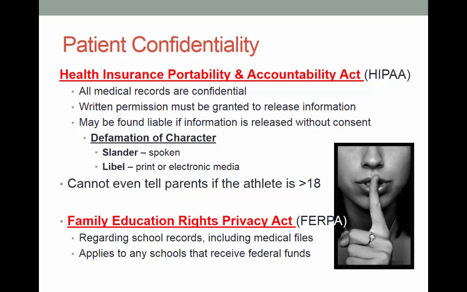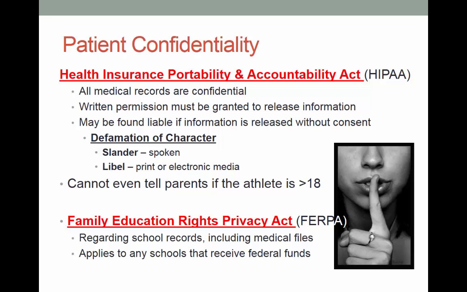We also need to make sure that we are protecting our patient's privacy as well. This includes patient confidentiality. The Health Insurance Portability and Accountability Act, or HIPAA, states that all medical records are confidential. Written permission must be granted to release information. A person may be found liable if information is released without consent.